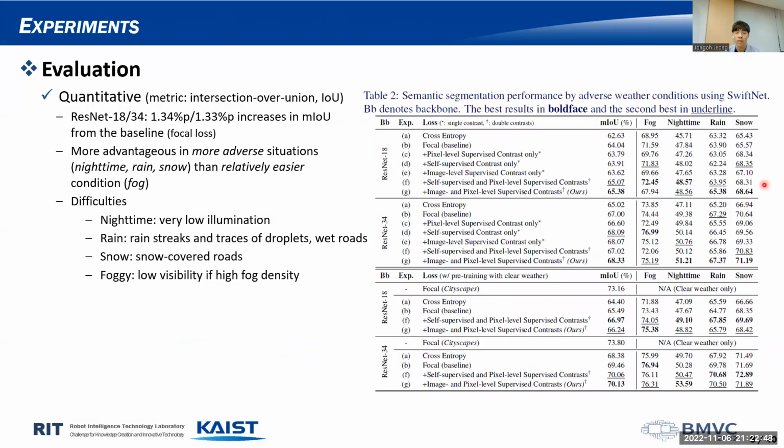Evaluating our strategy using these datasets, we found that our approach achieved 1.34 and 1.33% point increases in mIoU using the ResNet 18 and 34 respectively from the baseline. In addition, we found that our method is more advantageous in more adverse conditions like nighttime, rain, and snow than relatively easier conditions like fog. We assume that this is due to the difficulties where the visibility is limited by the low illumination, rain streaks, rain or snow covered roads, and highly dense fog.